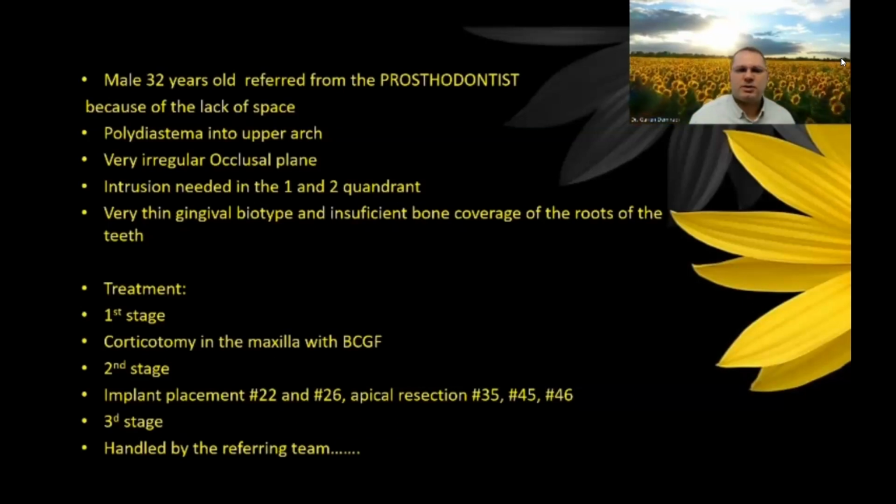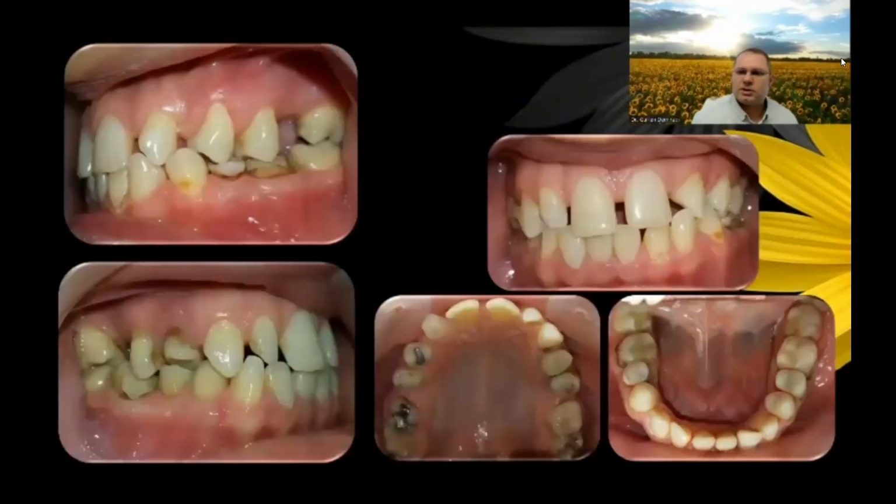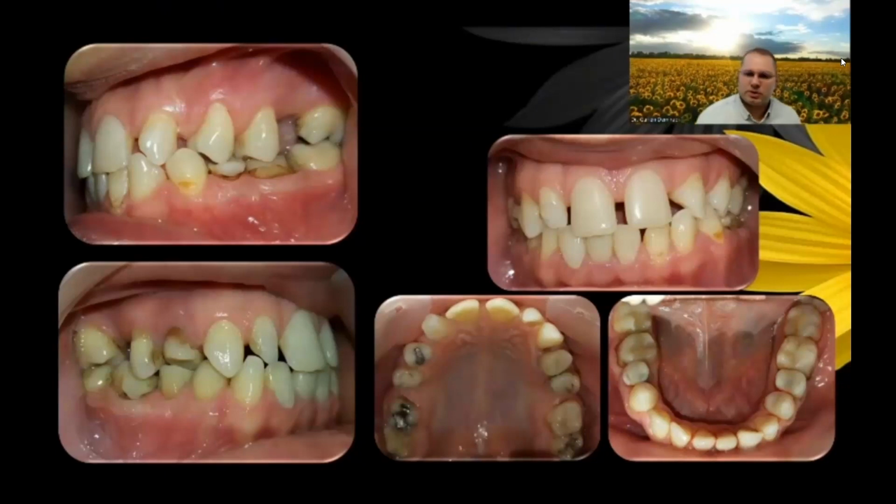The treatment in the first stage included corticotomy in the maxilla with BCGF, and in the second stage, implant placement, apical resections, implant placement at 22 and 26, resections in the 35, 45, 46, and the third stage. So the rest of the treatment was handled by the referring team. In many cases, it requires collaboration, so it's not that you should always finish a case, but it doesn't make it less successful this way. As you can see, the situation prior to the treatment is dramatic.